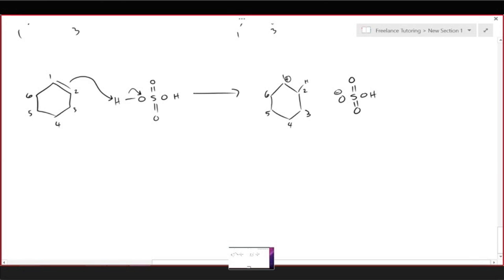Okay, good. All right, that's right. Now, why did you decide to put the positive charge on carbon 1 instead of on carbon 2? Figured it was ambiguous. Either one would work.